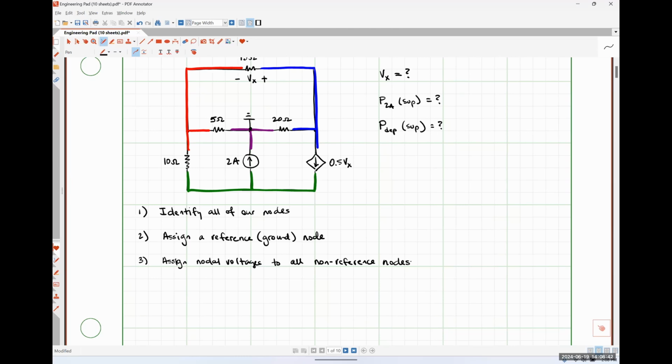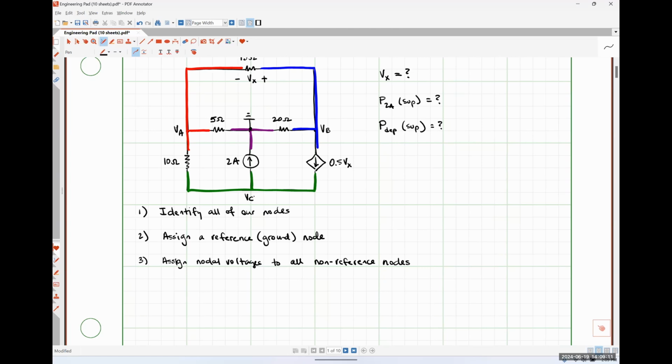analysis technique. So for example, I could say that the red node is node A, and so I'm going to assign a nodal voltage VA to that node. Similarly, the blue node will be node B, so I'm going to assign a nodal voltage VB to that node. And lastly, the green node will be node C, and so I'm going to assign a nodal voltage of VC to that particular node. Okay.